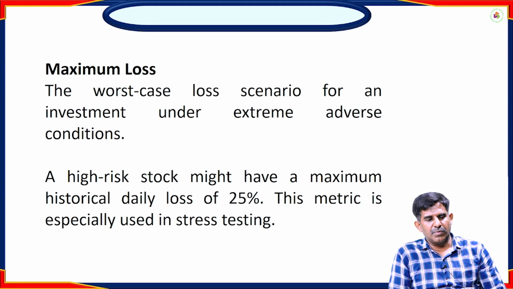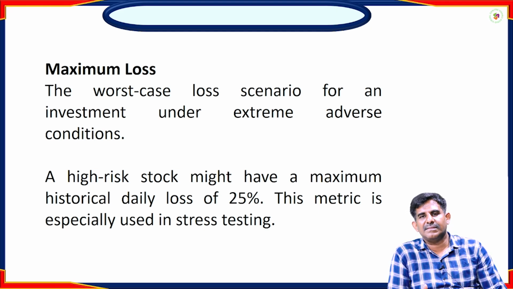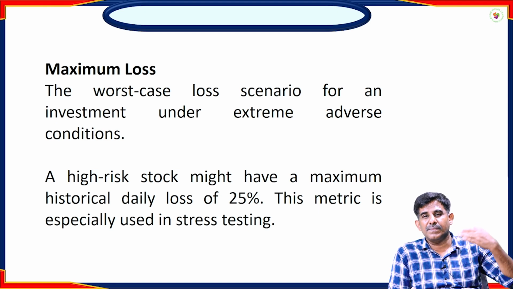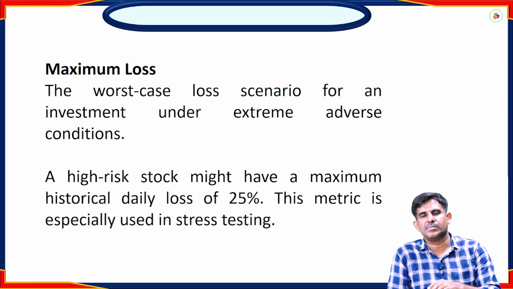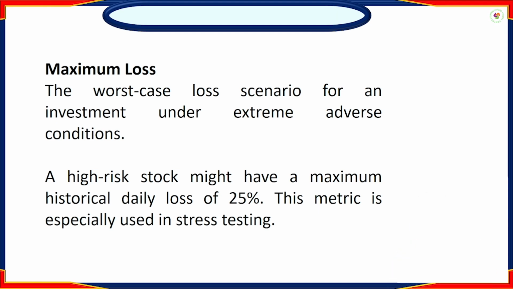So this is very, very important. See, the nomenclature itself says that it's the maximum loss that we are going to get in the worst cases. That's called the maximum loss. The worst case loss scenario for an investment under extreme adverse conditions. So a high risk stock might have a maximum historical daily loss of 25%, right? If you calculate the maximum loss for any stock and it is more than 25%, it suggests that it's not a stock to invest in, because it is highly risky and highly volatile, right? So with this I completed.